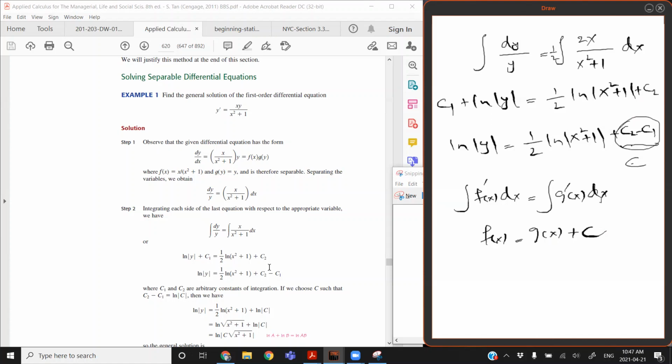So after this point here, the only thing you need to do is to isolate your y. Sometimes you will be able to isolate the y, and sometimes you will not be able to isolate the y.